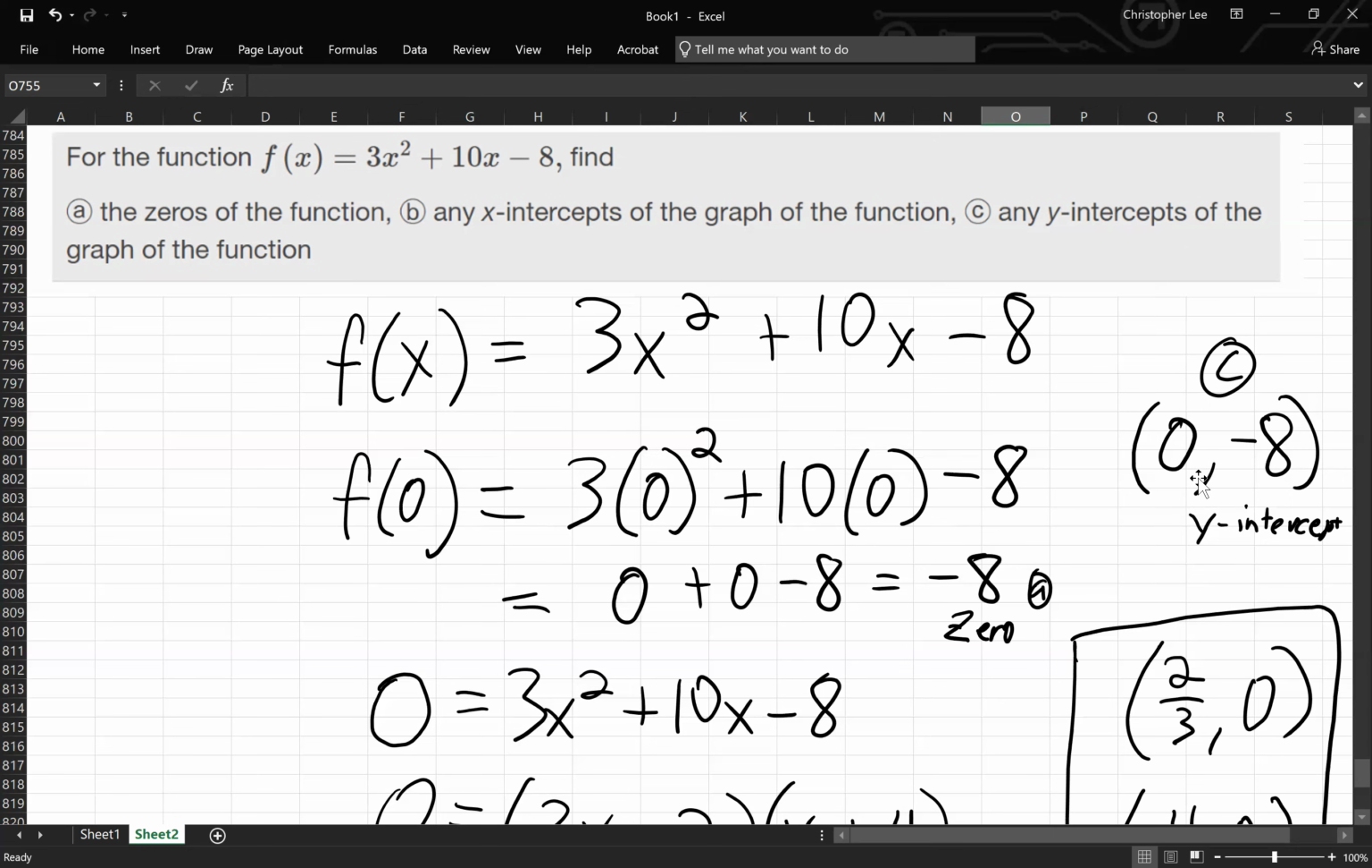So it'll tell you on the homework what they're looking for. But just know if they're asking for a 0, they're asking for a single number. If they're asking for an intercept, it's going to be in the parentheses.